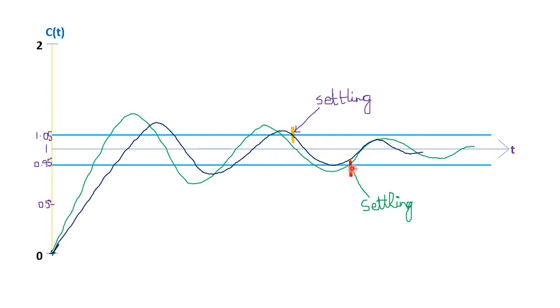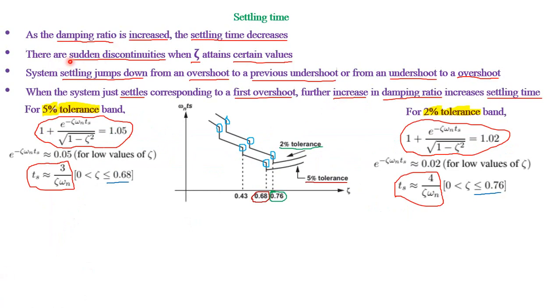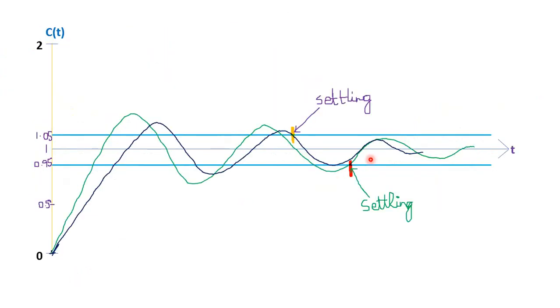That is why I said sudden jump. That is why for certain values of damping ratio, there are sudden discontinuities. So the system settling jumps down from an overshoot to the previous undershoot, or from undershoot to overshoot. In this particular case, it has gone from undershoot to overshoot. Thereafter, if we increase the damping ratio, it will decrease.